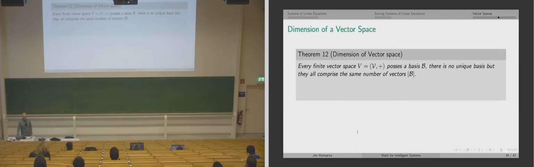Okay, so the dimension of a vector space is the number of vectors in the basis, and it is not the number of coordinates that these vectors have.